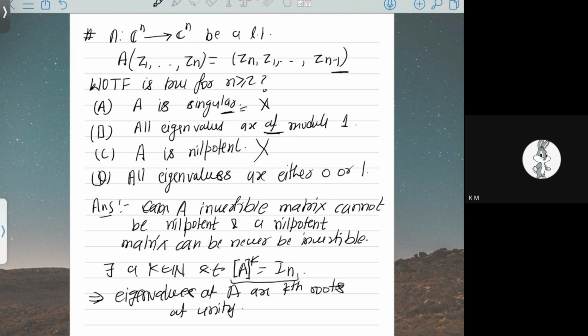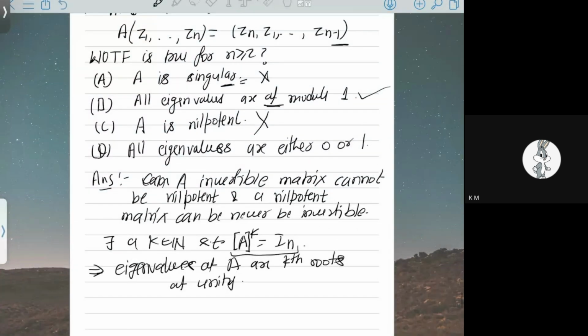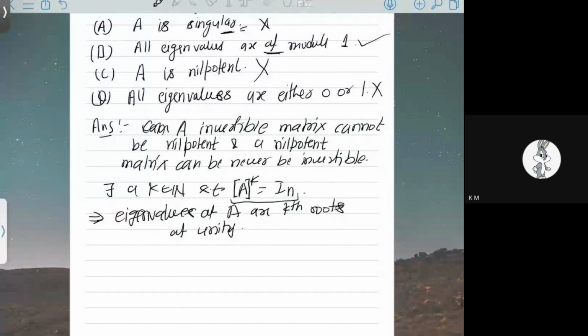So this implies that they are of modulus 1. So this one is right. Fine. I hope this is clear to everybody. Now for part D, any guesses? So D is wrong. You have to produce a counterexample. Can anybody give me a counterexample for part D?